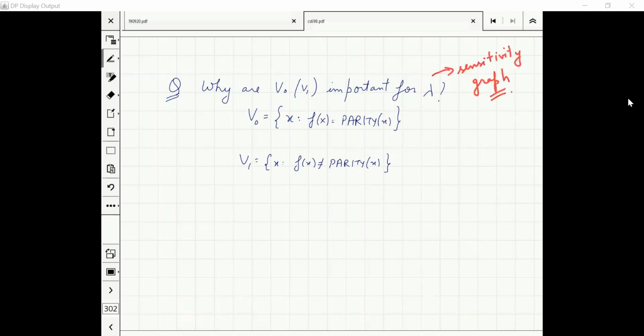Because the sensitivity graph of parity is the entire space. Actually, since the sensitivity graph of parity is the entire Boolean hypercube, this could in some way determine the number of edges. No. Actually, the relation is very clear. Not clear, I would say, not easy to figure out, but it's a very strong relationship.